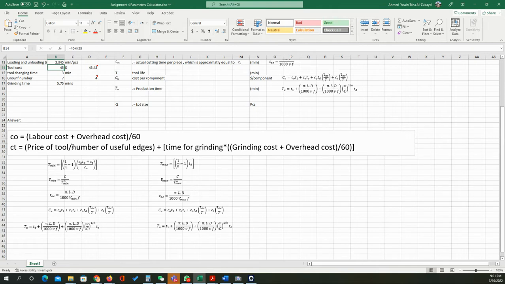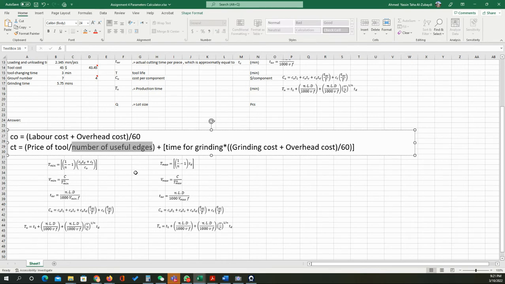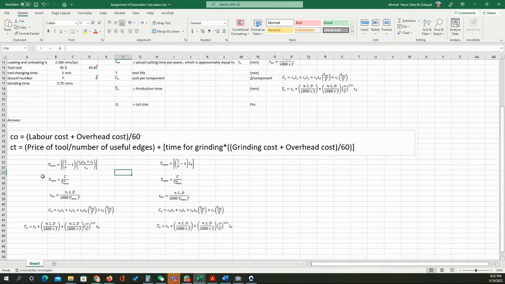Now go back to the previous example and you will know the total number of useful edges we had. This is the grinding available number. Then the time for the grinding multiplied by the grinding cost plus the overhead cost, divided by 60. This is only available in the case of the high-speed steel because we don't grind the tool for the carbide insert. After you find these two values, you can simply find the T minimum, the V minimum, the TAC for the minimum speed, the CU according to the minimum TAC, and the TU value.